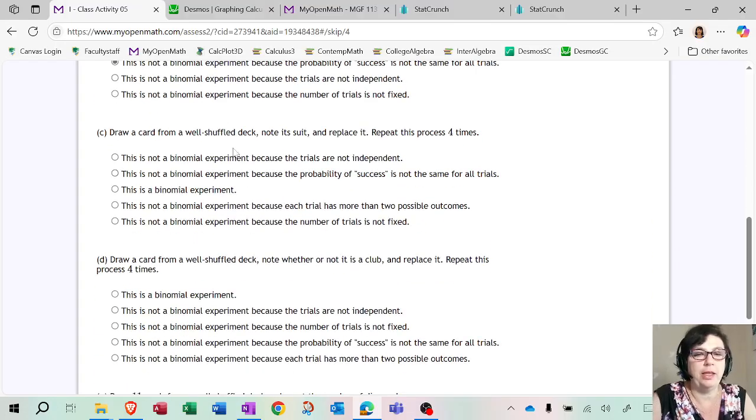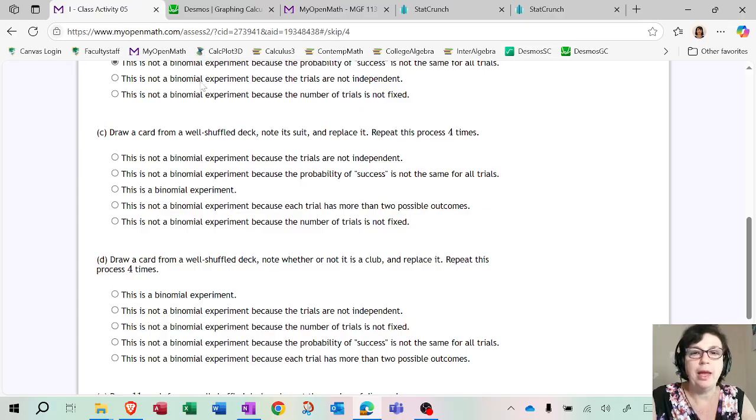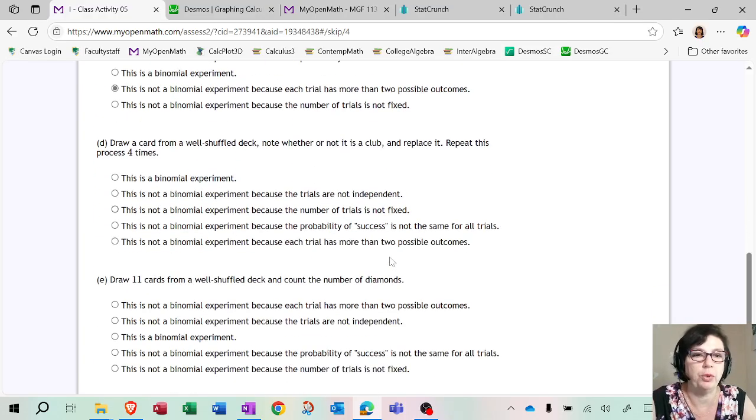For the next one, it says, I draw a card from a deck and note its suit. So is it a heart, a club, a spade, whatever. And then I put it back, and I repeat this process 4 times. Now, this is also not going to be binomial because from the word bi, that means that you only have two possible outcomes. And here you can have diamond, heart, spade, club. So that's not going to work. This is not a binomial experiment because it has more than two possible outcomes.